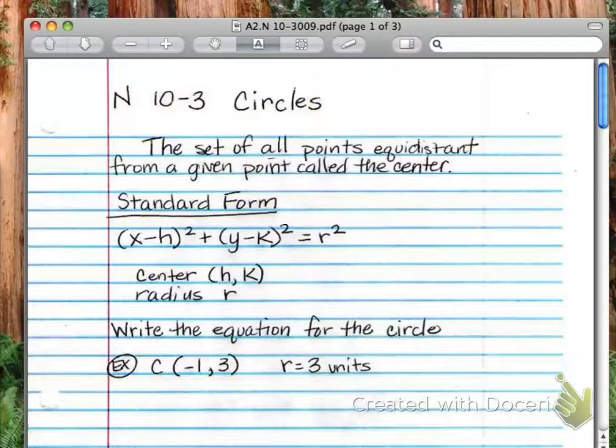All right, so we're talking about circles. Basically, the definition of a circle is a set of all points equidistant from a given point called the center. So what that's saying is, in the center of your circle, every point around it is going to be the exact same distance. Okay? That would be a perfect circle.